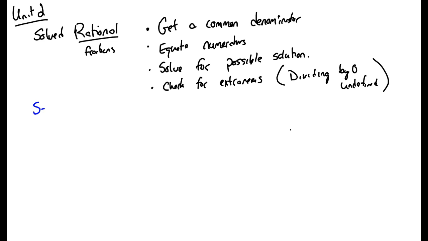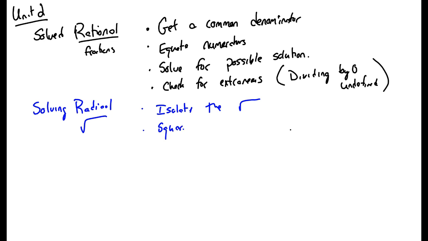Solving radical equations, ones with square roots in them, our first step is to isolate. We want to isolate the square root. You want to get it all by itself. You want to isolate the square root and then square both sides. Why do I square both sides? To undo the square rooting. But I'm not going to square anything until I isolate the square root. Once I isolate the square root and square both sides, we solve for possible solutions.